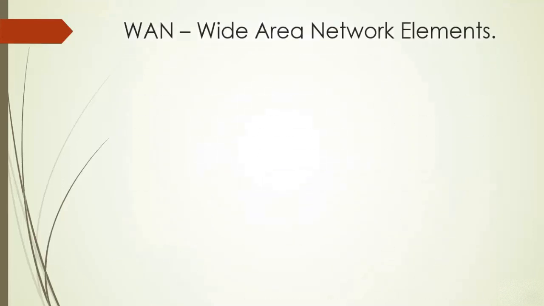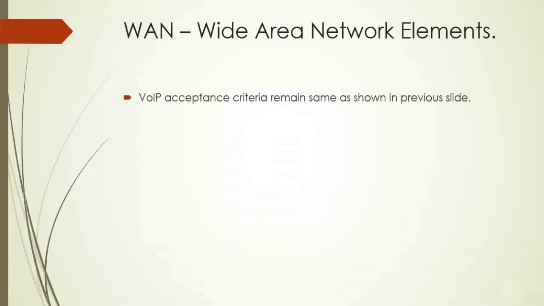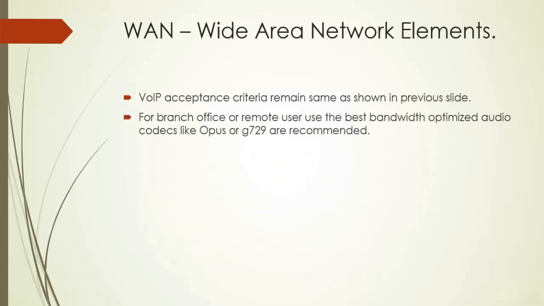Wide area network elements. So one of the key elements for the wide area network is that you should have a similarly optimized network. Along with the optimized network, if you are using remote branches or remote extensions, then for the branch office or the remote user, use the best bandwidth-optimized audio codecs. Opus or G729 are recommended. Now these two kinds of codecs use less bandwidth.